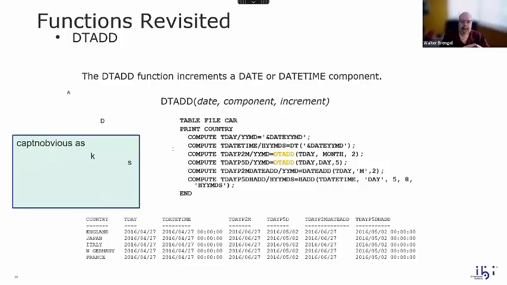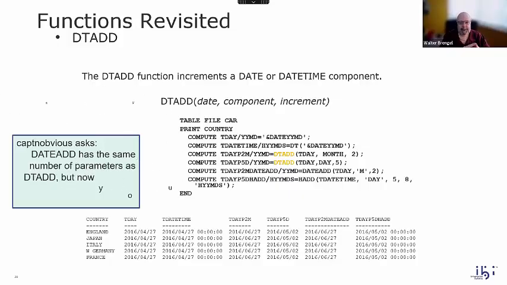What now? Captain Obvious asks, date time has the same number of parameters as DT add, but now you have to spell out the component. Isn't that really simpler? Yeah, whatever. So yeah, it's basically the same parameters because you have the input field, what the component is that you're adding, and then how many of them you're adding. Not quite sure why we went from the abbreviations to spelling out, but again, I'm going to go with the SQL and trying to get things to translate better.